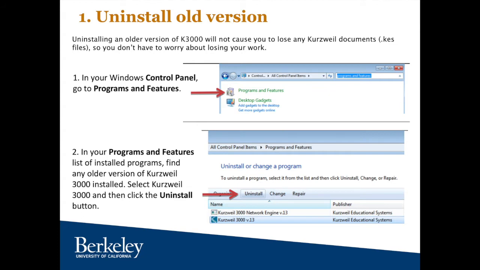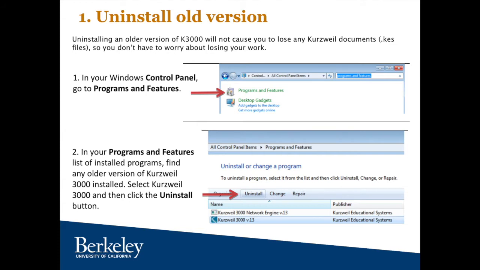Uninstalling an older version of Kurzweil 3000 will not cause you to lose any Kurzweil documents, so you don't have to worry about losing your work. In your Windows control panel, go to Programs and Features. In your Programs and Features list of installed programs, find any older version of Kurzweil 3000 installed.